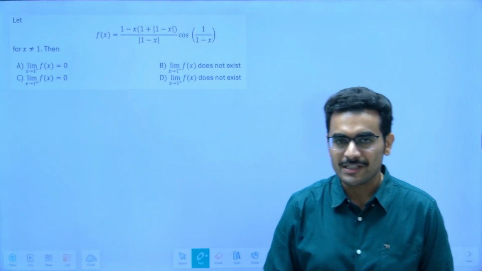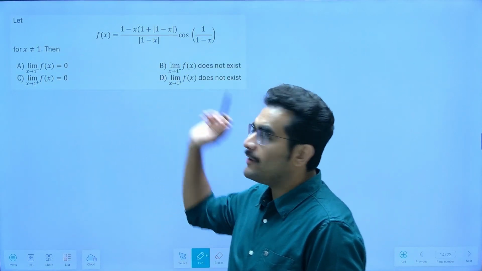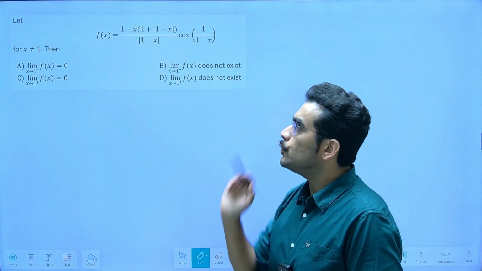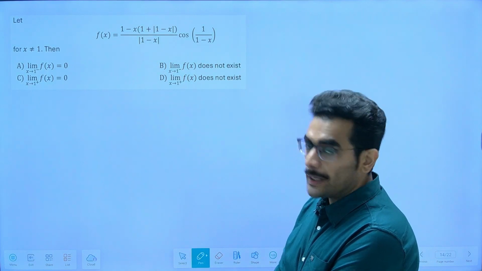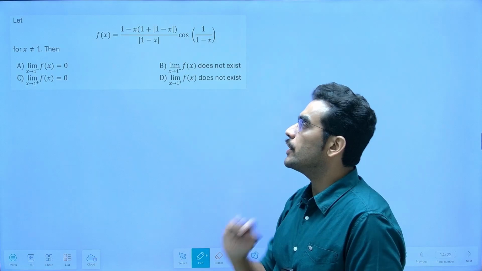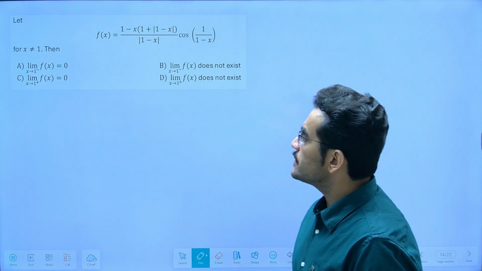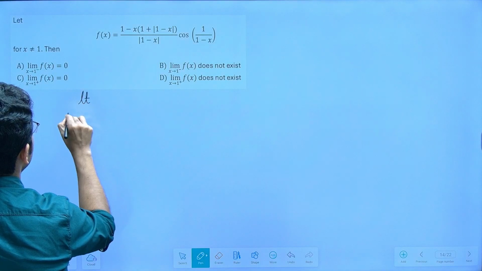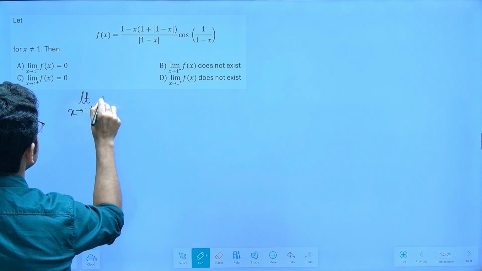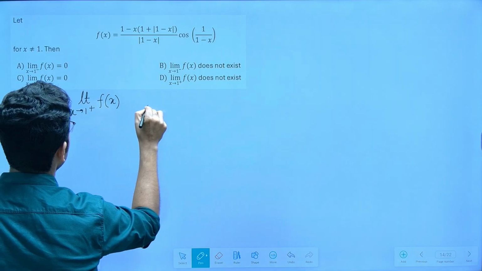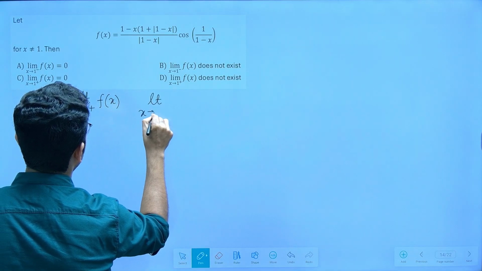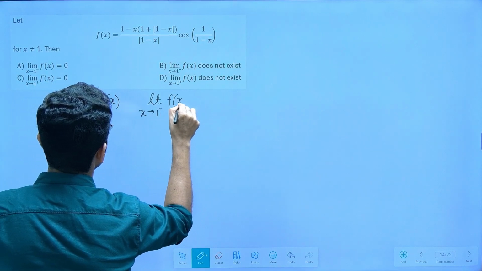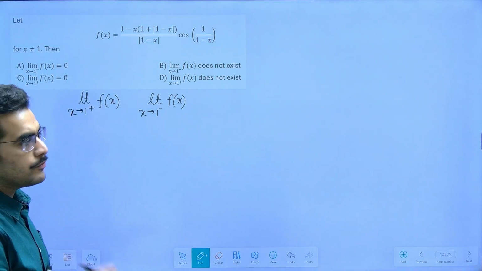Let us take this JEE Advanced question. Let f(x) equal to, the function is given to us for x not equal to 1. Now, two questions are asked. One question is limit x tends to 1 plus f(x), and another one is limit x tends to 1 minus f(x). These two questions are there in the four options.